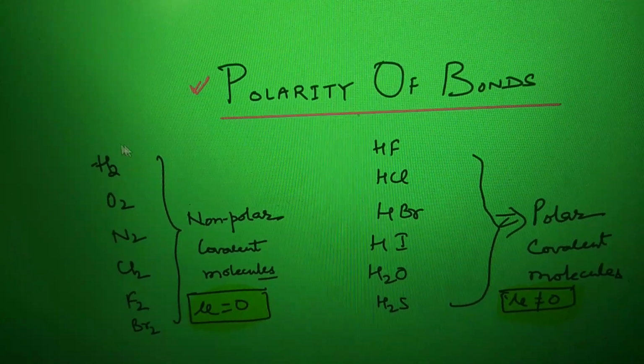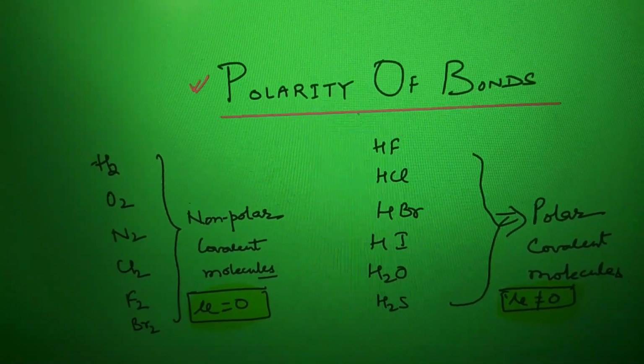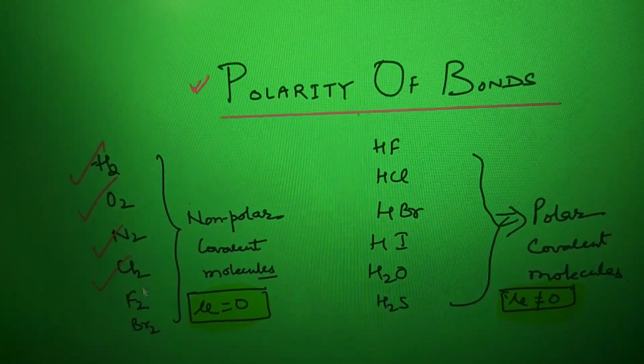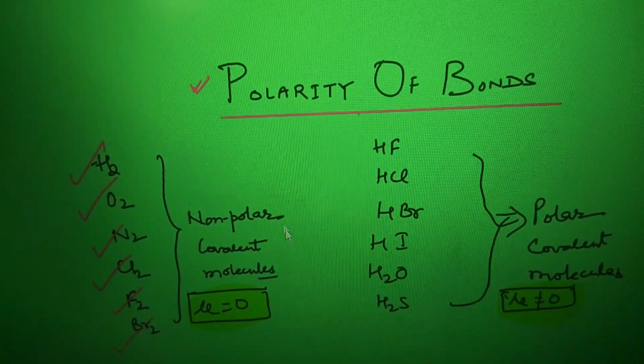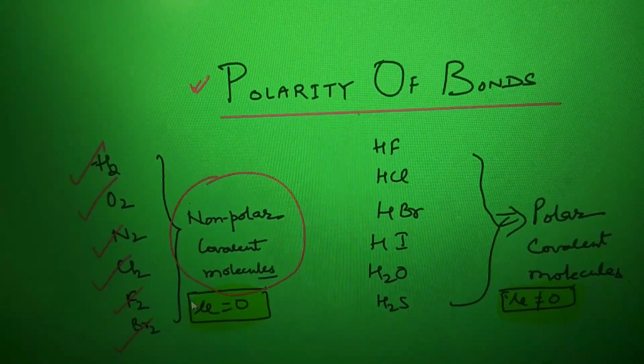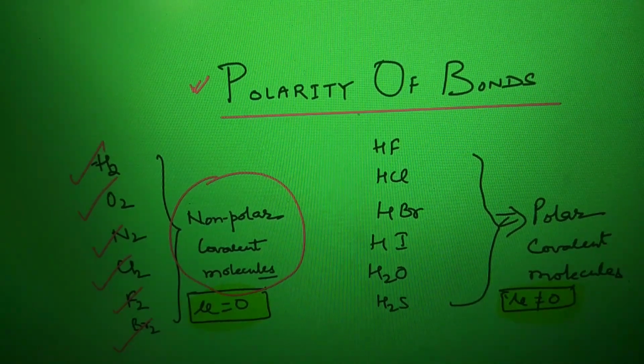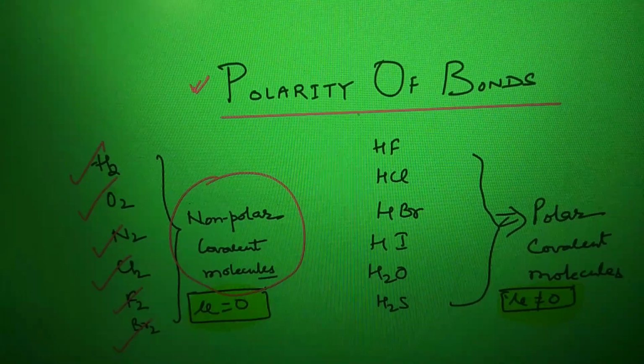So you see that the H2 molecule is there, O2 molecule is there, N2 molecule is there, Cl2 is there, F2 is there, Br2 is there. They are non-polar molecules. Why are they non-polar molecules? Because the electrons are symmetrical around the nucleus, between the two nuclei.